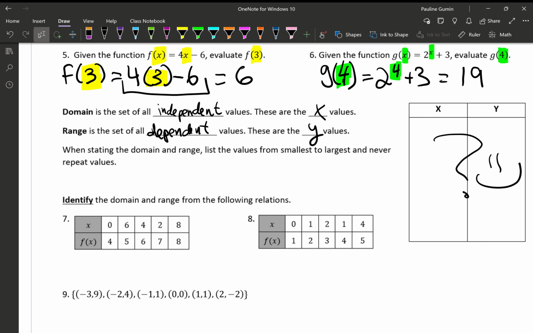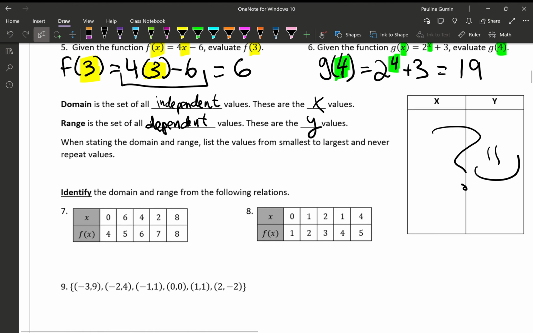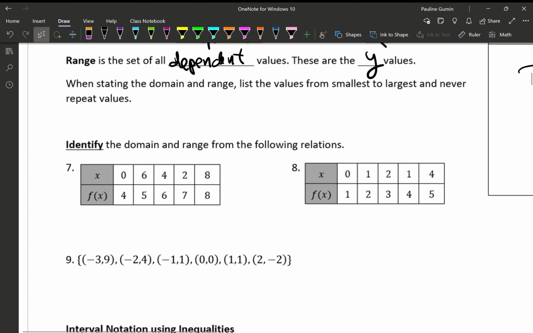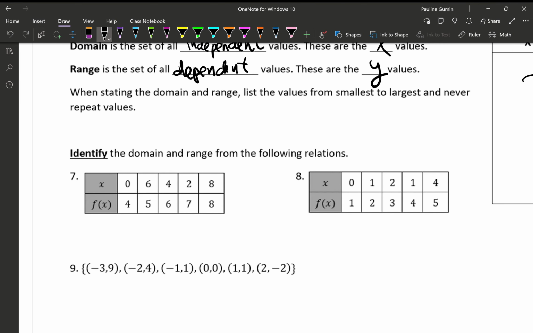All right. When stating the domain and range of ordered pairs, we list them smallest to largest and don't repeat values. So let's do that for 7, 8, and 9. So for 7, the domain in order of smallest to largest, that's your x's. Let's label that with orange. We're going to have 0, 2, 4, 6, and 8.